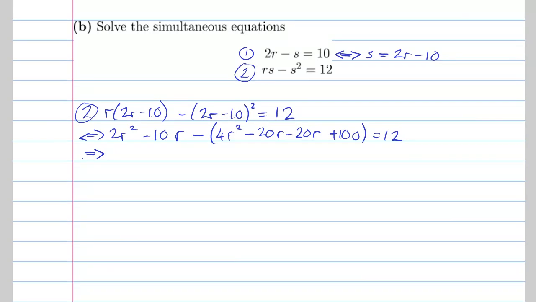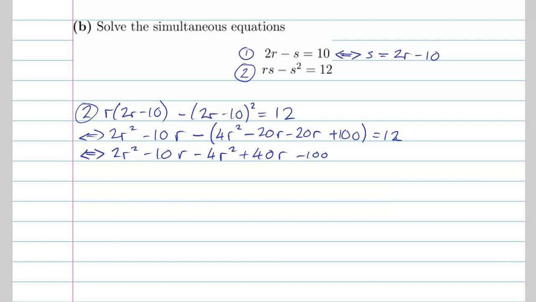So we just carry on simplifying where possible, distributing these brackets. The 2r squared minus 10r are going to stay the same for the moment. I'm going to end up with a minus 4r squared. This minus 20r and minus 20r are going to be minus 40r altogether. When I bring in this extra minus, that's going to become a plus 40r. And lastly, this minus times this plus 100 is going to be minus 100.